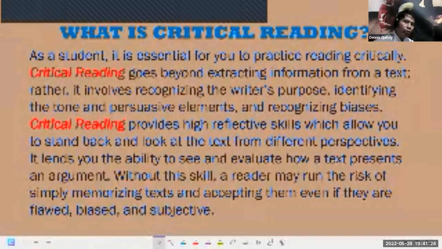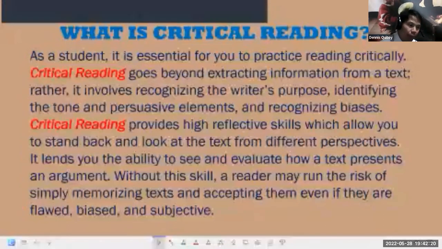Critical reading goes beyond extracting information. See, the word used is extracting. Extracting means imo yung gipugngan ang mga word para imo yung masabtan. Extracting information from a text, rather, it involves recognizing the writer's purpose, identifying the tone and persuasive elements, and recognizing biases. So there are a lot of texts or statements that we encounter, or a lot of books, magazines, or anything in relation with reading. But if you are a critical thinker, you can really identify what is the purpose, why the writer is writing that kind of book, that kind of novel.